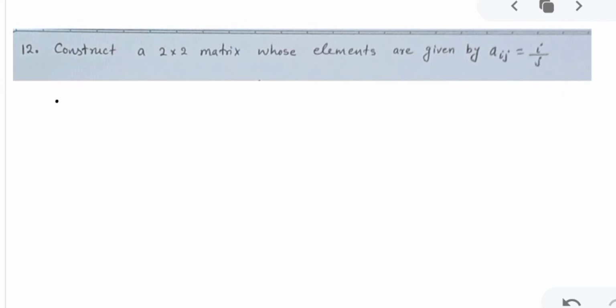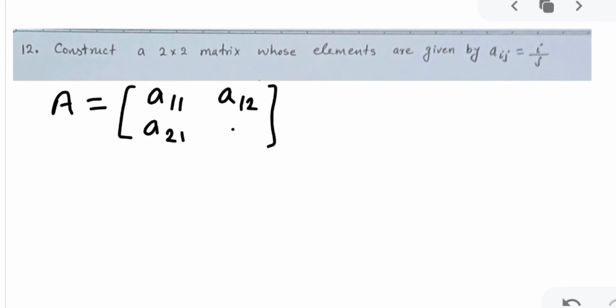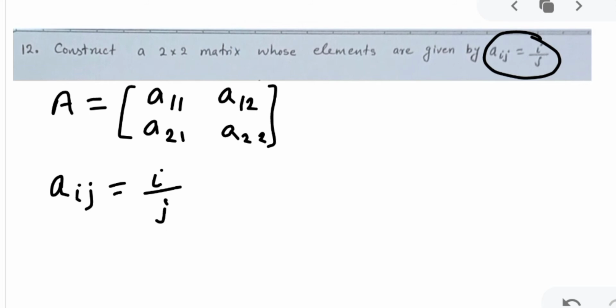Okay, so a 2 cross 2 matrix in the general way you can write as A11, A12 in the first row, first column and first row, second column, and then A21, A22. I am giving the steps so that you can understand clearly. So how will I find A11, A12, A21, A22? Using this relation: Aij is given as I divided by J. So now using this relation I will find A11.